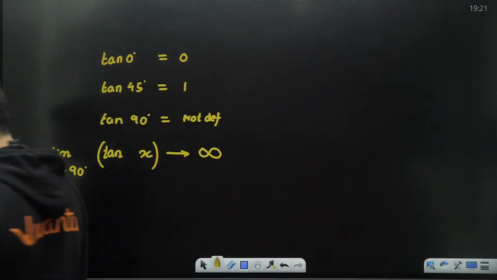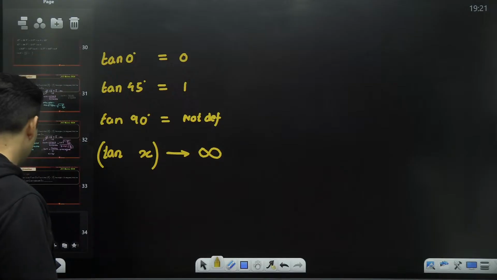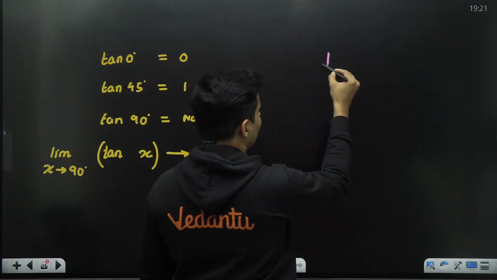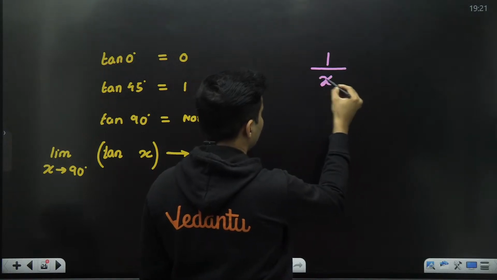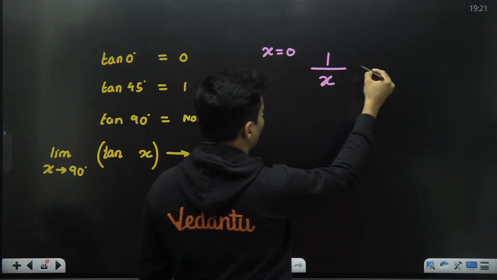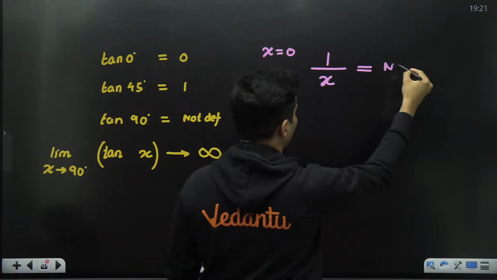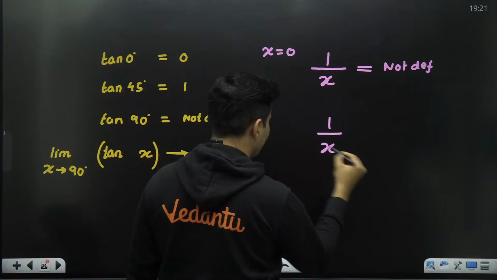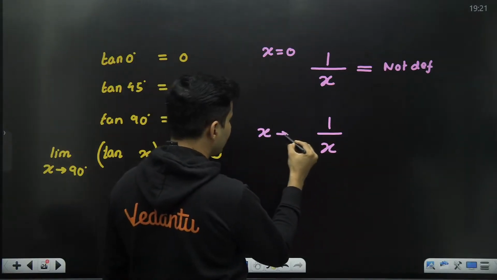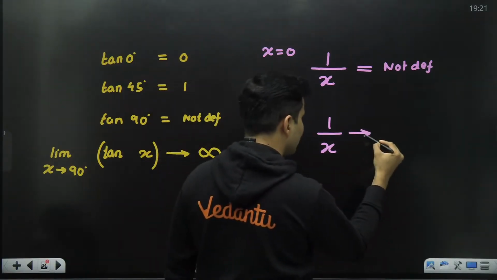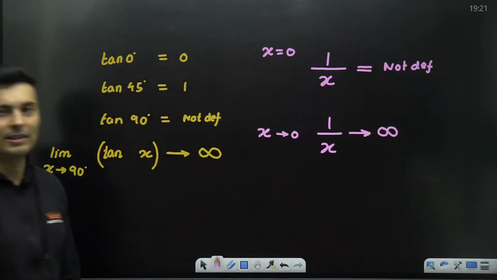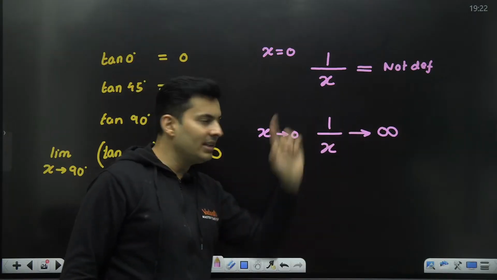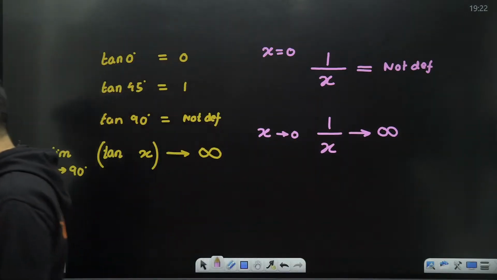Got it? Perfect. A lot of people also make this mistake. If I ask what is 1 by x, where x is equal to 0, a lot of people say the answer is infinity. The answer is not defined, guys. But 1 by x, where x tends to 0, this answer is infinity, because when x is tending towards 0, not yet 0, then the answer is infinity. There is that difference.